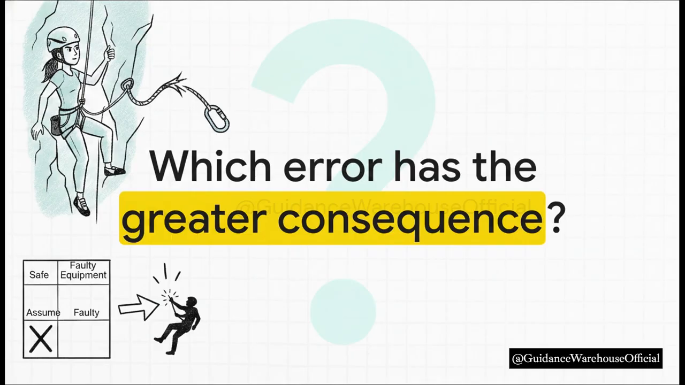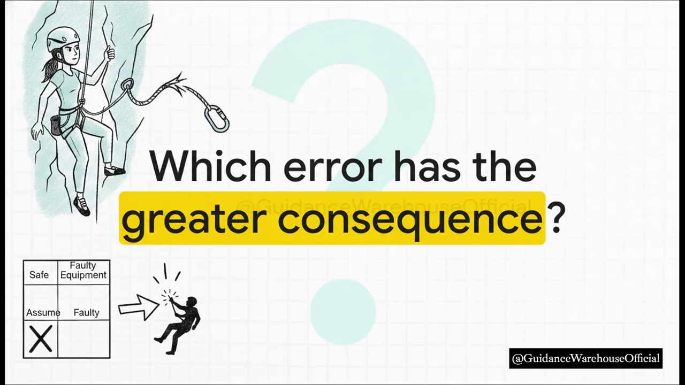Wait, let's test this to make sure it's really sticking. Let's apply this to a totally real-life scenario. Imagine a rock climber named Neva. Her null hypothesis, her baseline assumption, is that her rock climbing equipment is completely safe. Based on our matrix, what happens if she makes a mistake?